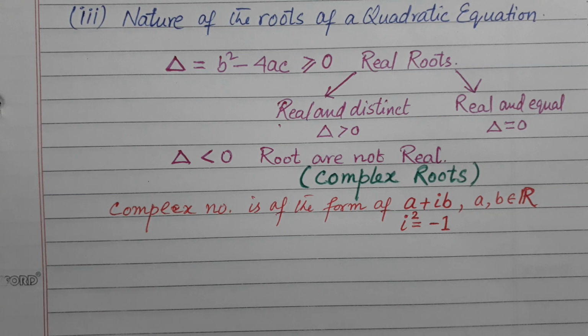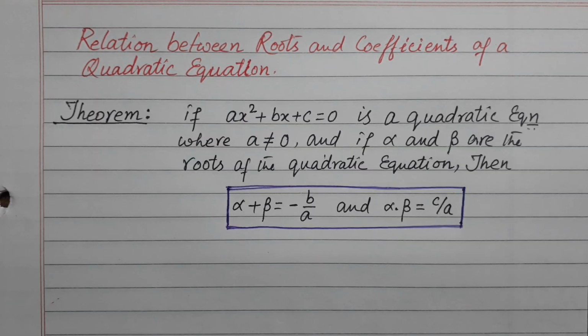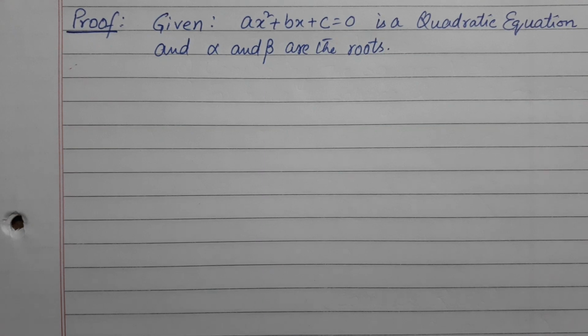Now our today's topic is relation between roots and coefficients of a quadratic equation. So it is saying that if ax square plus bx plus c equals to 0 is a quadratic equation where a should not be equals to 0, and if alpha and beta are the roots of the quadratic equation, then alpha plus beta, that is the sum of the roots, will be minus b by a, and the product of the roots will be c by a. So let us see the proof.